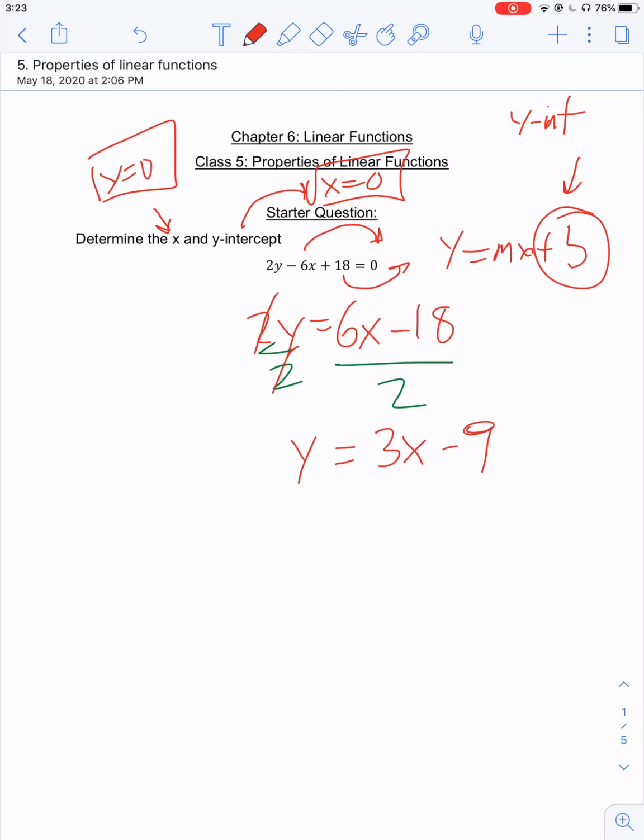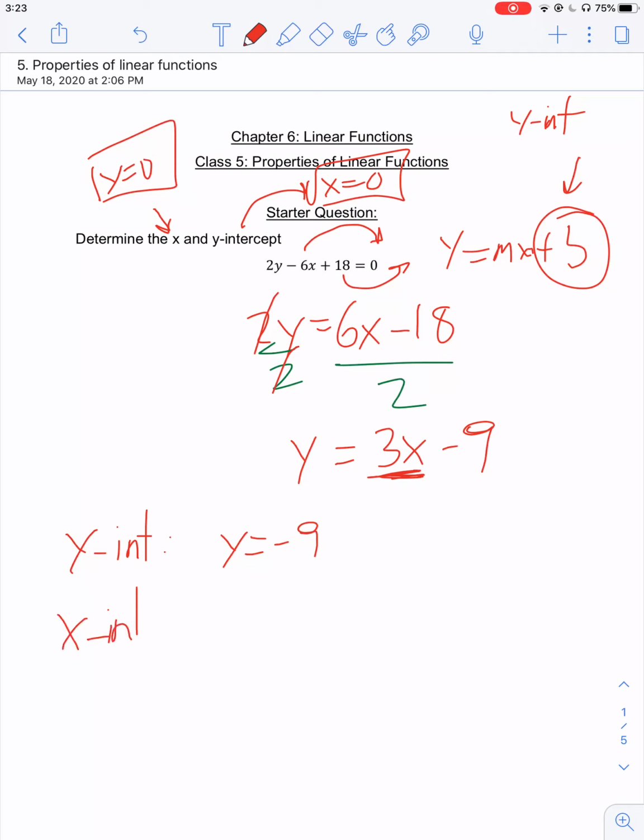And there you go. That means that my y-intercept, just by looking at this function, is y is equal to negative 9. Again, you could plug in x is equal to 0 and solve for it, but I'm just going to save some time and do that.